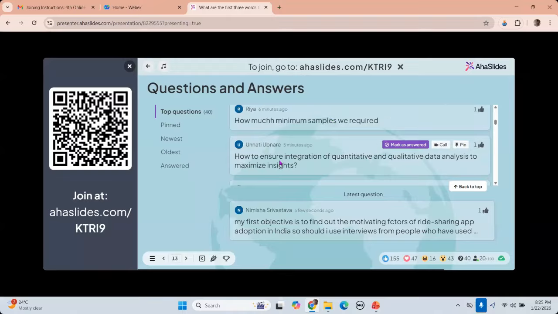Next one, how to ensure integration of quantitative and qualitative data analysis to maximize insights. I have shown you four places: whether your primary is quantitative or qualitative first, what is the priority you have, whether you are going to combine in data collection, in data analysis, or in the interpretation part. Still, if you're not happy with my answer, you need to wait for day 5, where we are going to have hands-on practice.